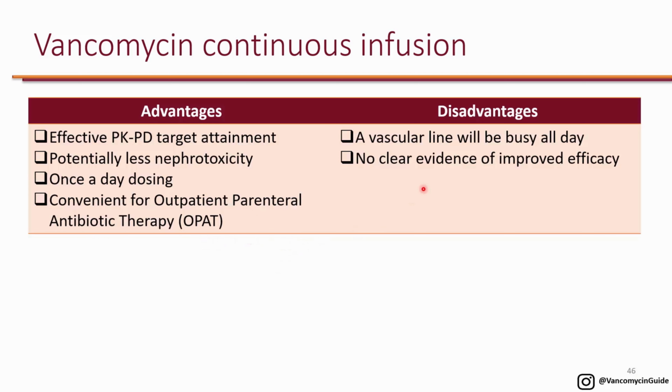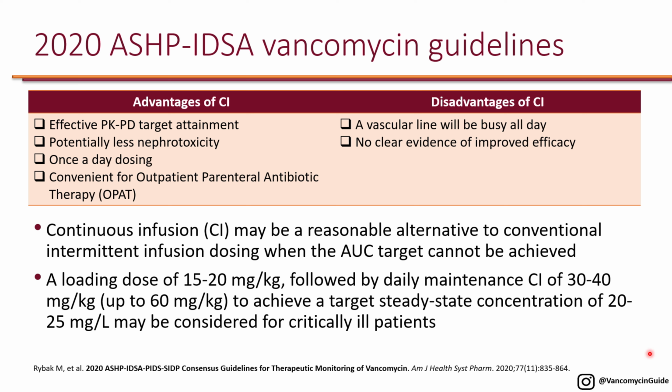Now the disadvantage is that a vascular line will be busy all day. So if you wanted to administer other antibiotics or other medications, a line would be taken. And ultimately, studies have not shown clear evidence of improved efficacy over conventional intermittent dosing. The 2020 ASHP IDSA vancomycin guideline recommends continuous infusion may be a reasonable alternative to conventional intermittent infusion dosing when the AUC target cannot be achieved.